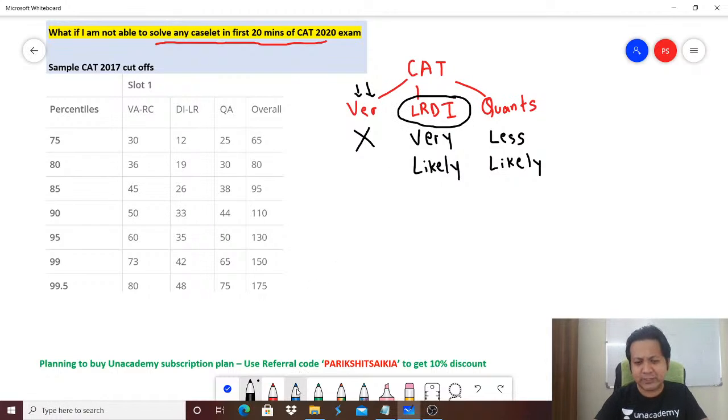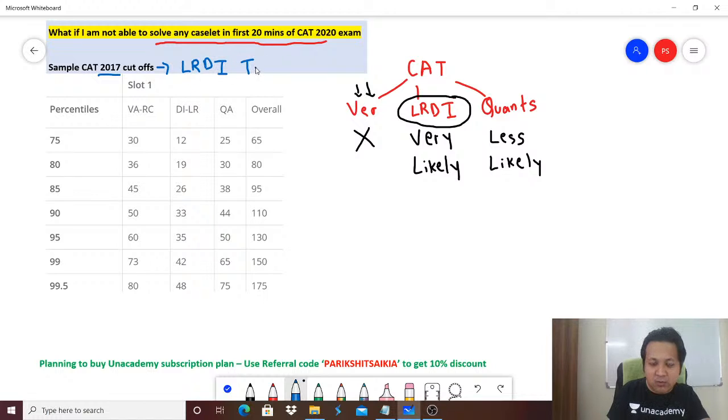Now, before I talk about this section, let's look at CAT 2017. Why did I mention CAT 2017 only? Because this is the one year where LRDI was the toughest. LRDI was the toughest in the last decade. If you ask me which was the toughest paper for LRDI, it has got to be CAT 2017. Now, I'm not worried about VARC at the moment. I'm not looking at overall at the moment. I'm not looking at QA at the moment. What I will only concentrate on is DILR.